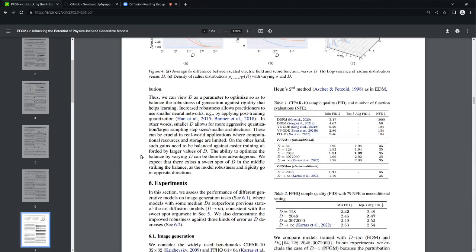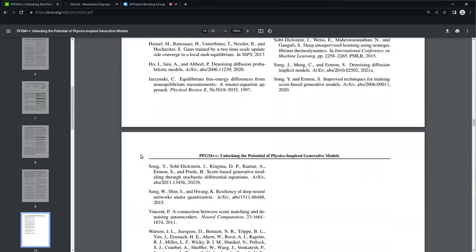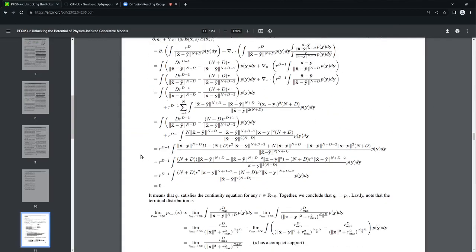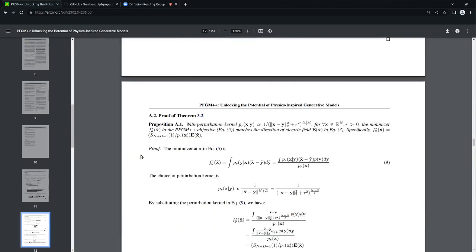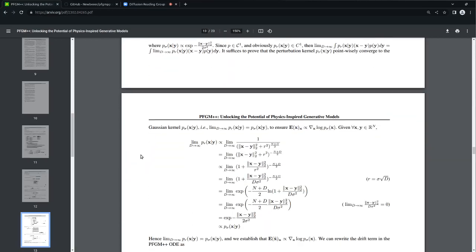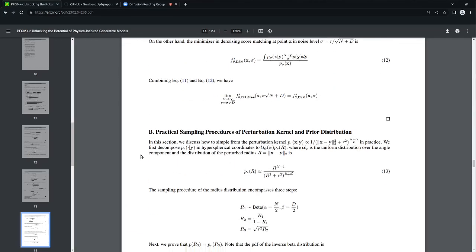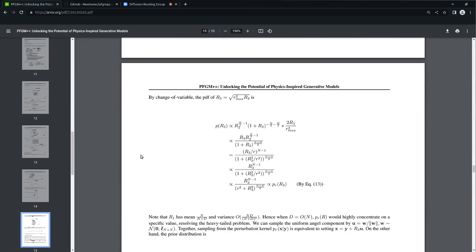I think they maybe back it up a bit more in the appendix, but I didn't have much time to read it, because I did not have time to look at these walls and walls of equations. So let's sweep them under the rug maybe. I think that's more for sampling.